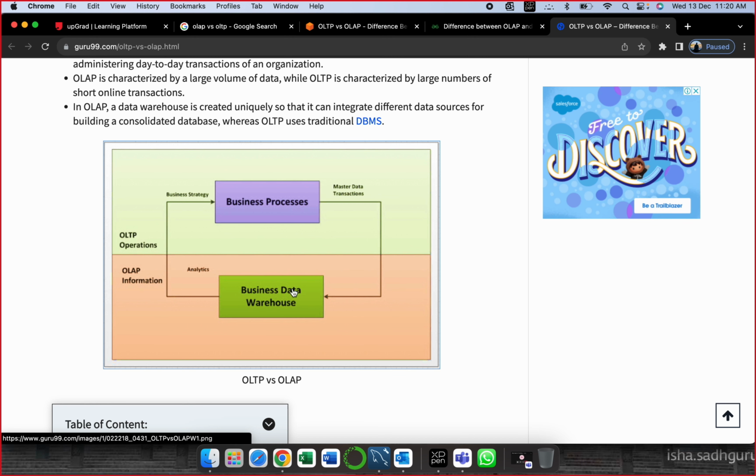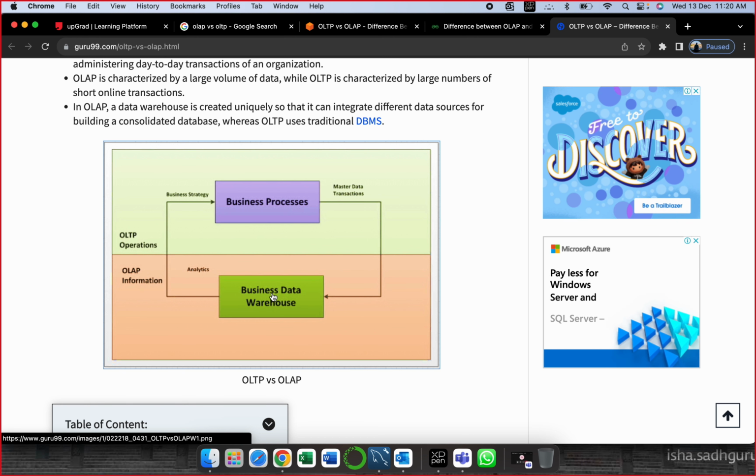It goes into the business data warehouse, or it goes into the OLAP data warehouse, so that now this becomes historical information. So every OLTP transaction, after it has happened, becomes OLAP information. It becomes data for analysis for the OLAP database.